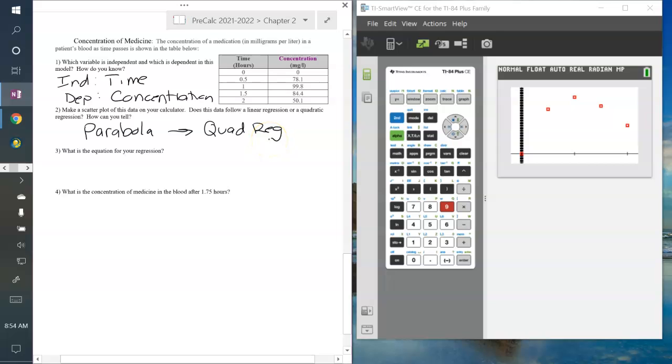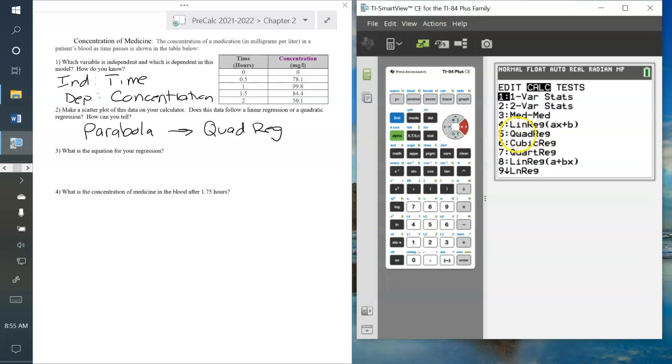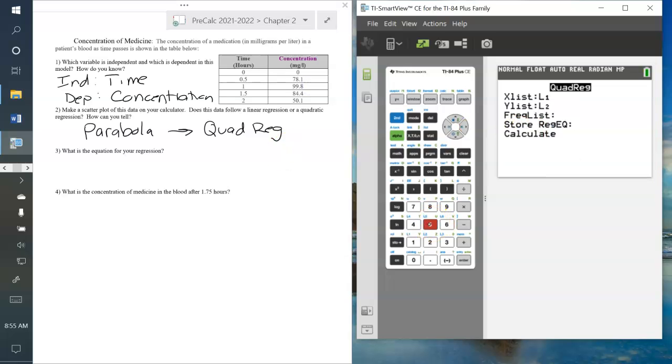All right, so let's do our regression. Stat, calc, I'm going to select number 5, the quadratic regression. I'm going to go ahead and store my equation in y1. Try that again. Okay, I'm storing it there. Calculate. So there's my equation. Notice the r squared value is very high. It's 0.9777, so we have a really good correlation.